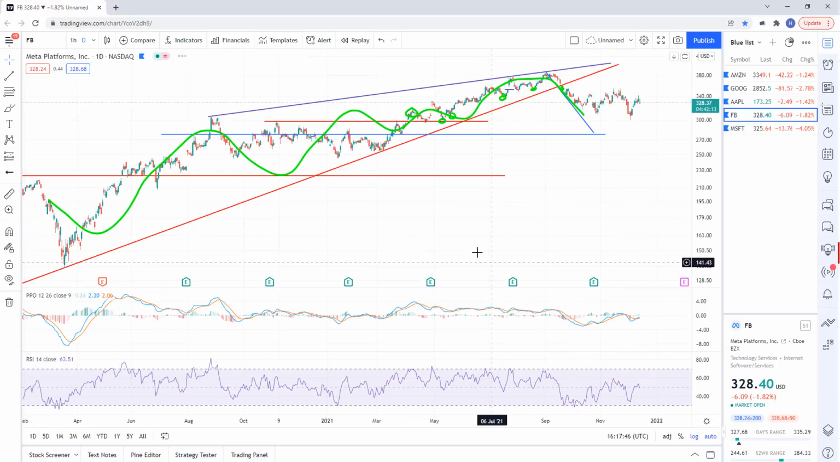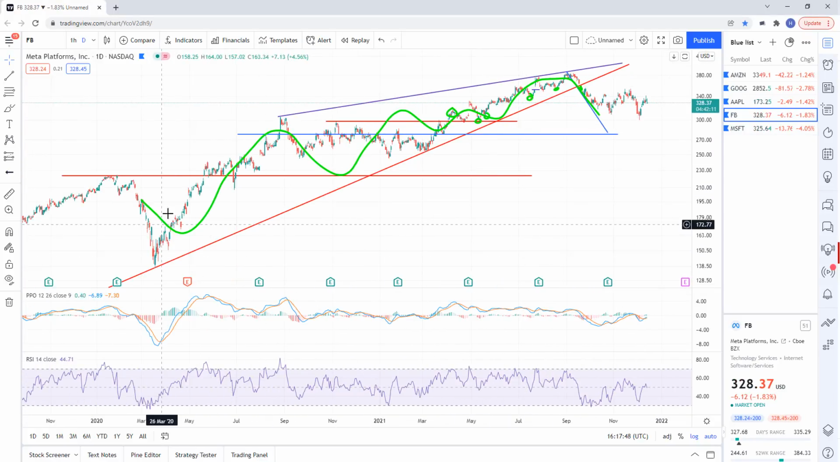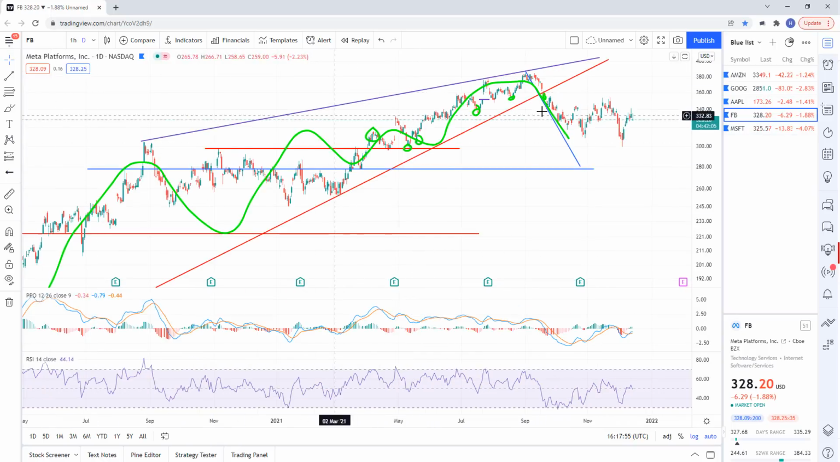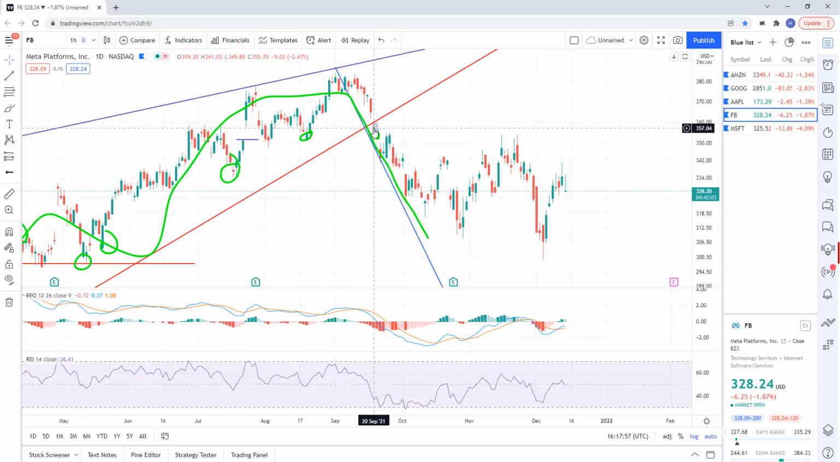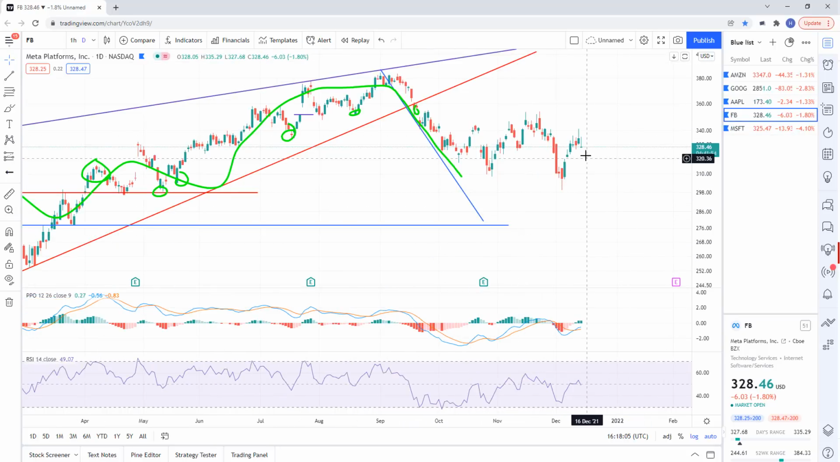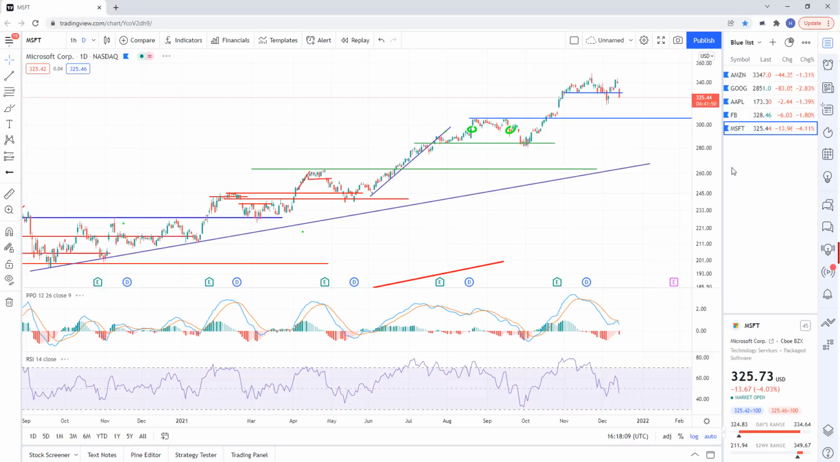Facebook broke its bullish trend. I had this marked out a long time ago. This is your bearish rising wedge pattern here. Clean bearish rising wedge. We broke right there. That was your sell signal back on September 20th, and it's pretty much been down ever since with counter trend bounces along the way. So I think Facebook's going to continue to the downside. I don't see anything different there.